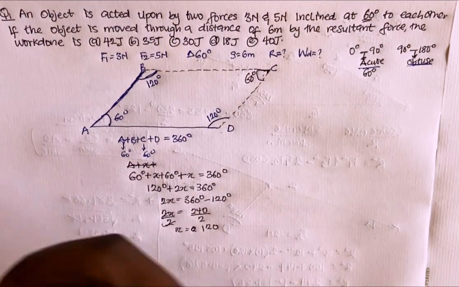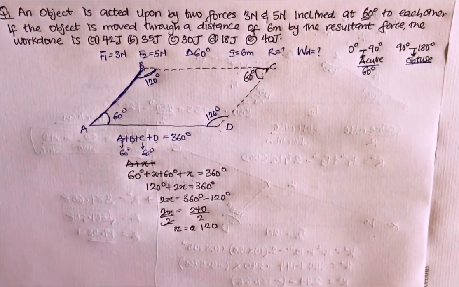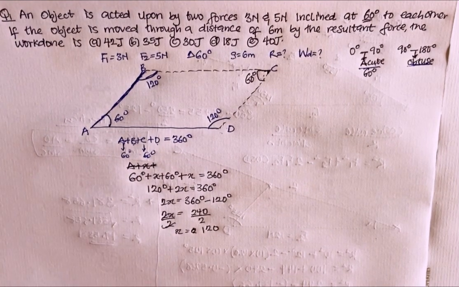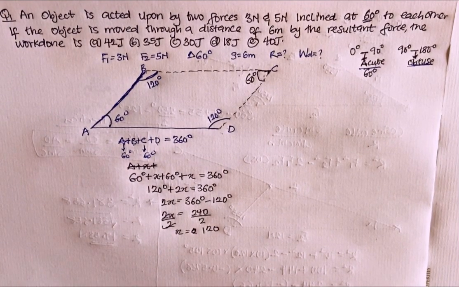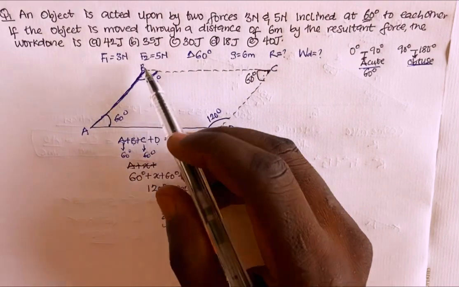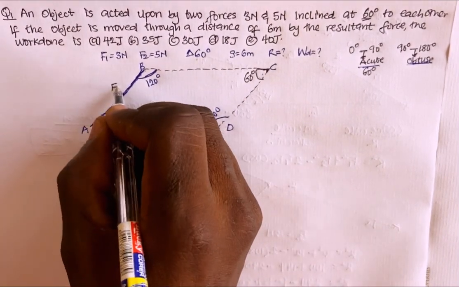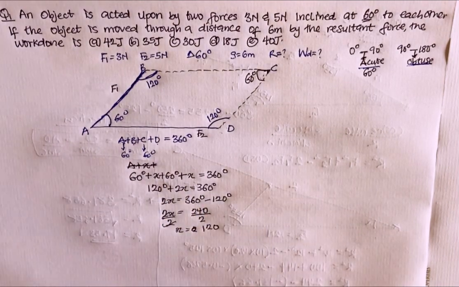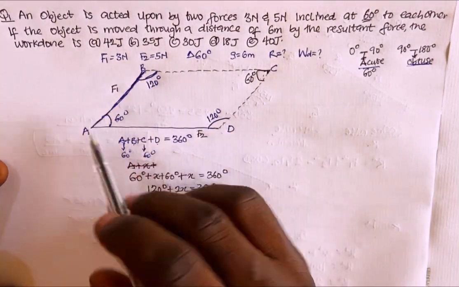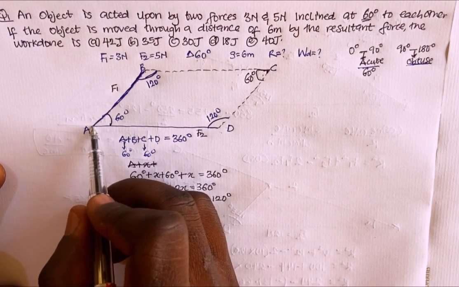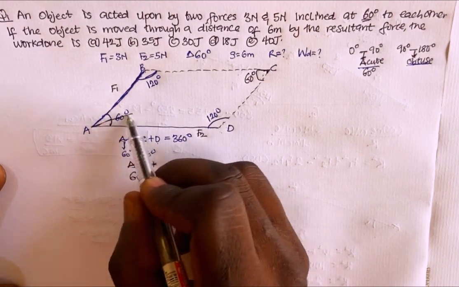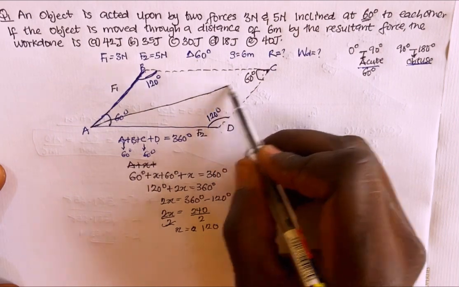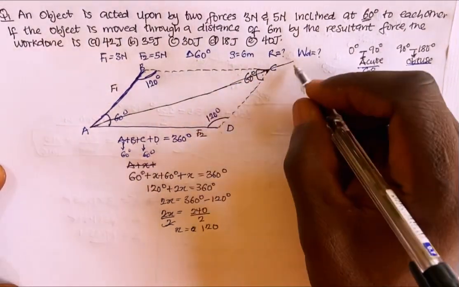But the first thing I need to do is go for the resultant force, and my resultant force is taken to be the point at which my vector 1 and vector 2 intersect each other. The point at which this force F1 intersects F2 is my resultant force. So my F1 and F2 intersect at this side. This side is going to be our resultant force, which is R.